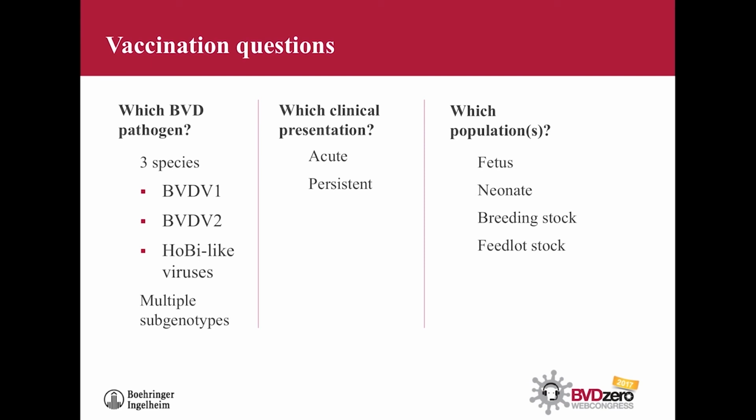Are you trying to protect the fetus, in which case you need to vaccinate the dam? Are you trying to protect the neonate, in which case vaccination of the dam leading to high titer colostrum is helpful, or you can vaccinate the neonate directly? Are you trying to protect breeding stock, or feedlot stock? Once again, that immune response needs at least 2 weeks to get established. So if you're going to protect feedlot stock and their main challenge is happening as they enter the feedlot, it is most effective to get the vaccines in 2 weeks before they enter the feedlot.